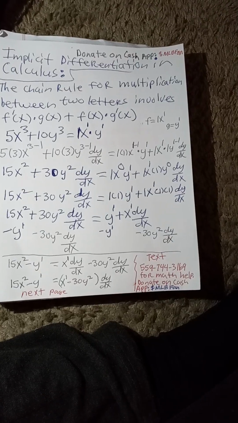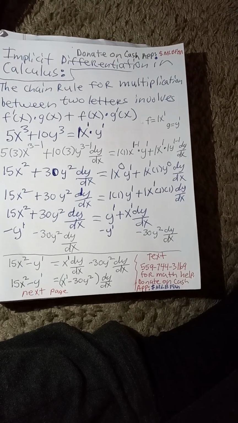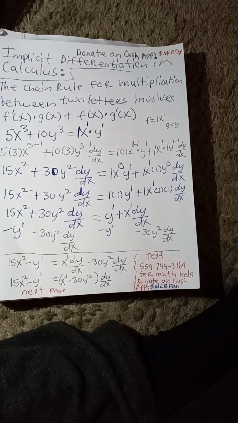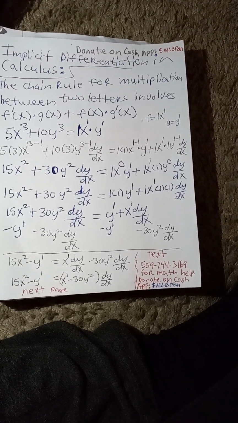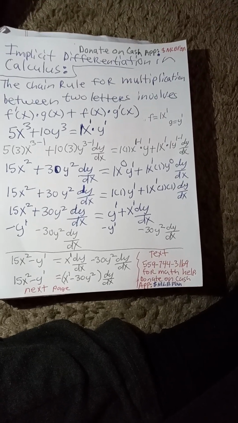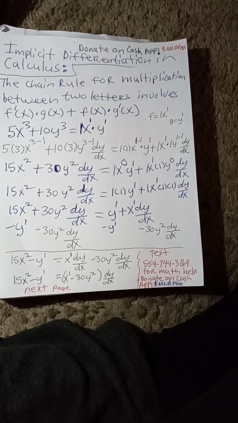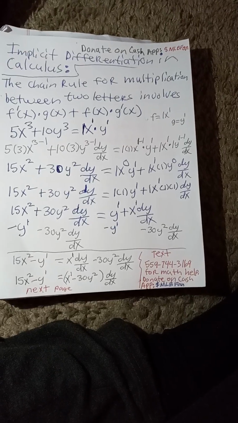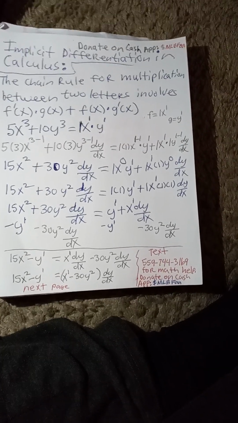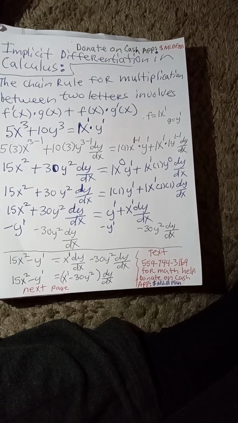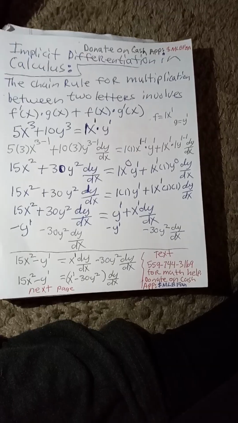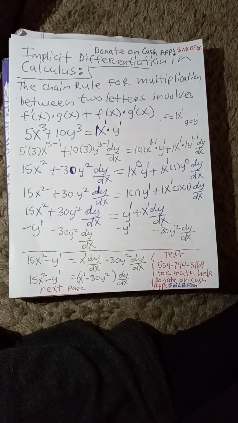On the right hand side, we need to factor out a dy divided by dx to obtain x to the first minus 30y squared dy divided by dx. So 15x to the second power minus y to the first power is equal to x to the first power minus 30y squared dy divided by dx. And now we will continue on the next page.